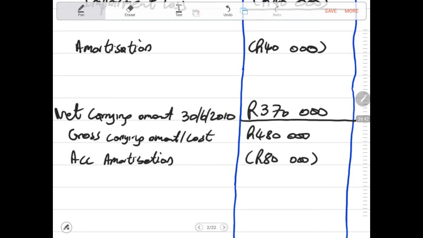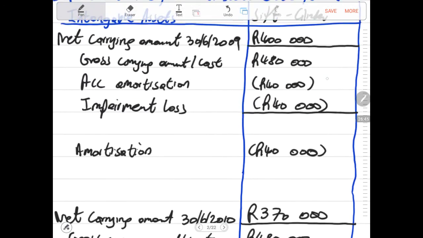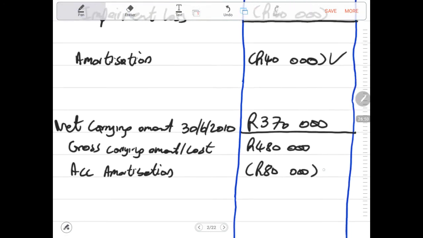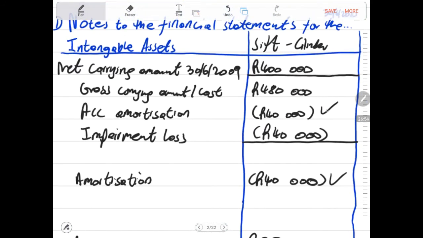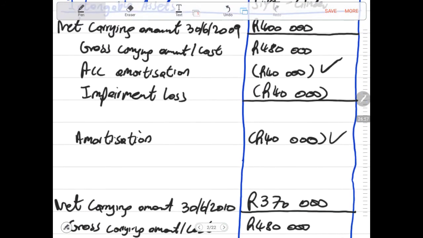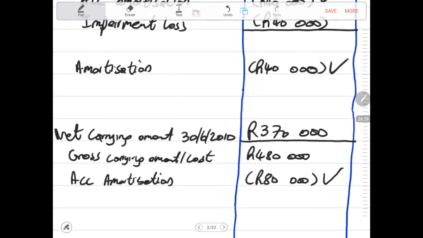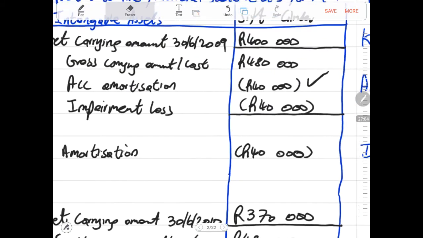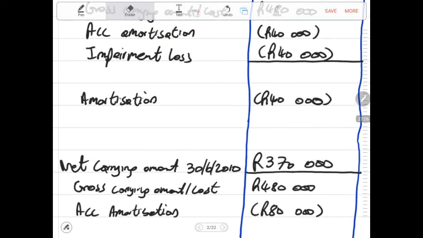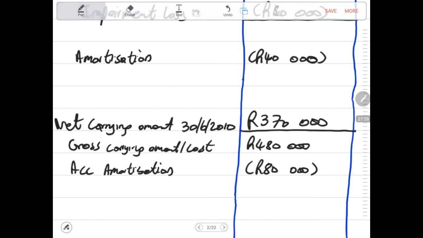Where is the 80,000 rands coming from? Remember, depreciation of the previous year plus depreciation of the current year will give us total accumulated depreciation at the end of the year. That means amortization of the previous year plus amortization of the current year will give us total amortization at the end of the current year. So this is the same as your normal tangible asset. Therefore, what do we do from this stage? We just have to draw a line here, because we know that there must be an amount here and we don't know what this amount will be.